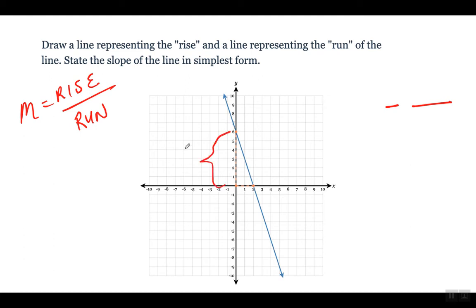The rise is 6. The run is 2. Alright, so 6 over 2, you could simplify that. Notice that in the directions it says you got to write it in simplest form. If you don't write it in simplest form, you're going to get it wrong. You always got to simplify.